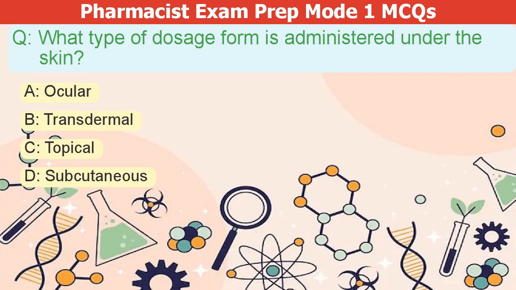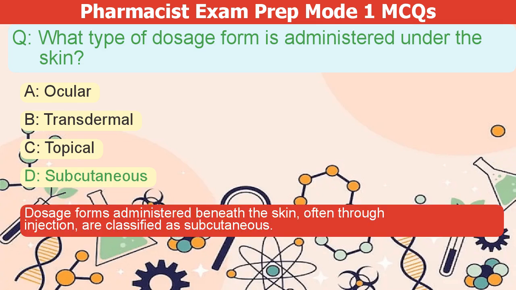What type of dosage form is administered under the skin? A. Ocular. B. Transdermal. C. Topical. D. Subcutaneous. The correct answer is D. Dosage forms administered beneath the skin, often through injection, are classified as subcutaneous.